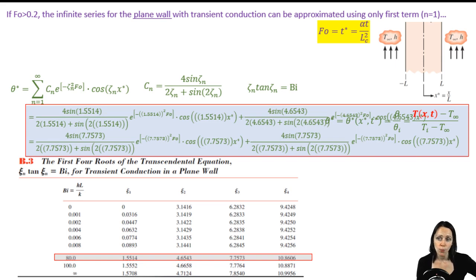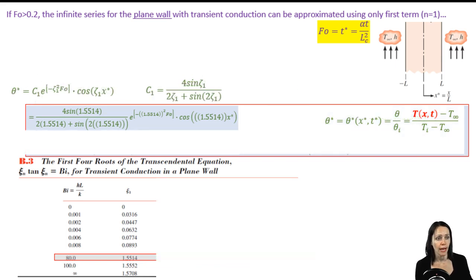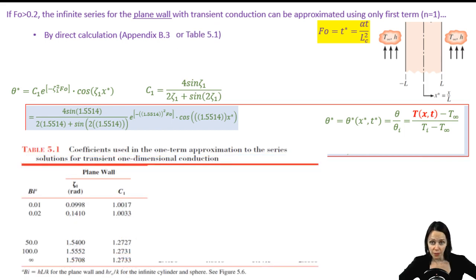So we can get rid of the second, third, and fourth terms, and we're left with a much simpler expression. This only works if the Fourier number is greater than 0.2. And if it's not, you need to calculate using more terms to get an accurate expression. So if our Fourier number is greater than 0.2, you can calculate theta star using the first term of this expression, which means that you only need zeta 1. And this information is also found in table 5.1 in your book.